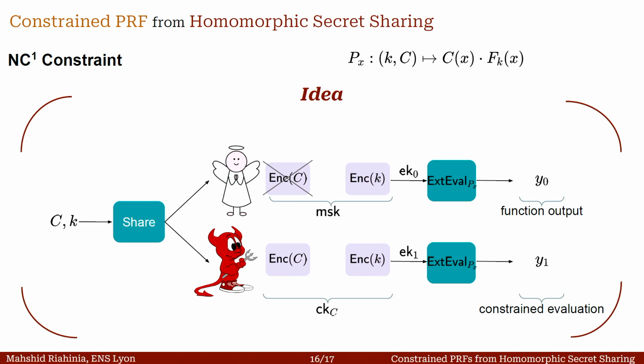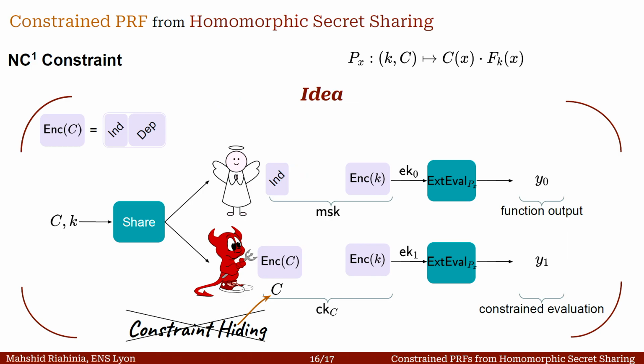And the problem was how to generate a share of the constraint C without knowing C, because we couldn't put an encryption of C into the master secret key. Here we observe that in some homomorphic secret sharing schemes, in the encryption algorithm that they use, we can partition the ciphertext into two parts, a message-independent part and a message-dependent part. We give the message-independent part to the master secret key holder, and the whole ciphertext, together with the constraint predicate C, to the adversary as a part of the constraint key.